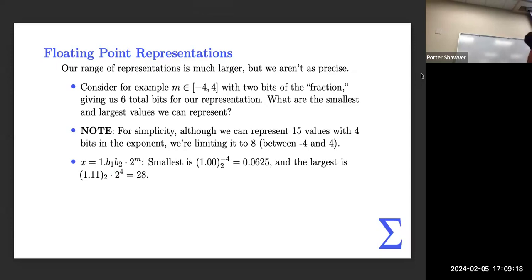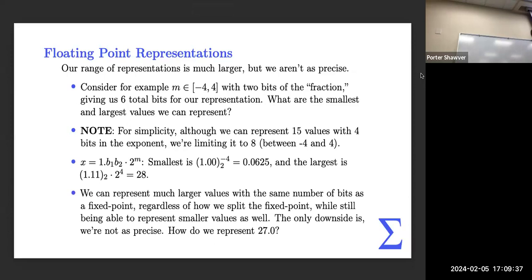Anyway, this is what that looks like if we were going to represent it. We have 1 bit, 2 bits, and then m, which can range from -4 to 4. And so the smallest value we can get is 0.0625, in magnitude. And the largest value we can get in magnitude is 28, which is when we set all the bits to 1 and then set the exponent to 4.